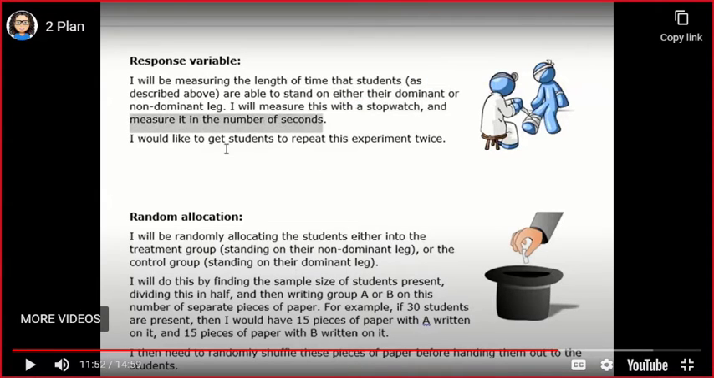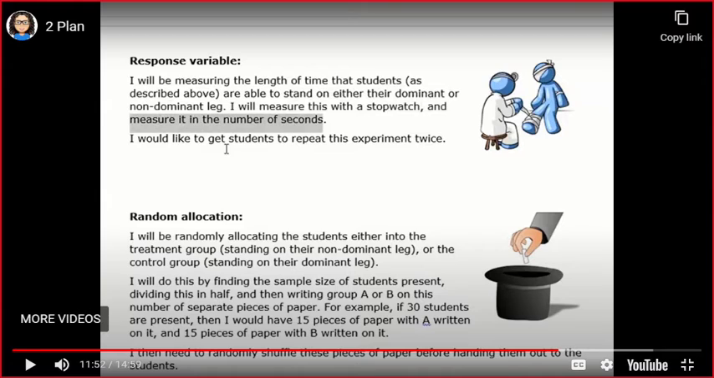Okay, sorry, I'm going to stop you there again. Look how specific she's being, and this is exactly how specific you will have to be when you do your experiment. You need to explain this in great detail. How exactly you're going to measure it. Not, I'll watch how the students do. It's got to be very specific.